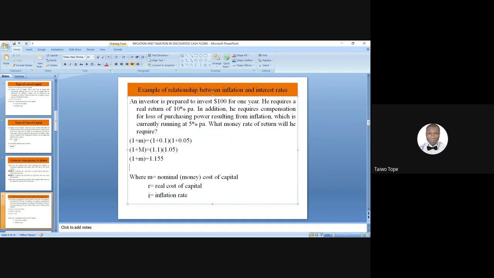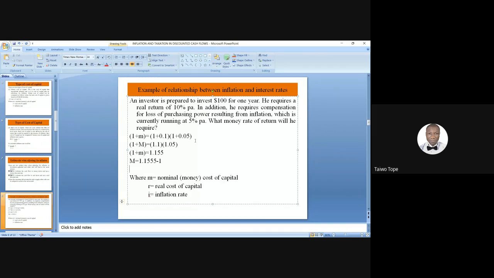Now, to determine the money cost of capital, the money rate of return, you have to make m the subject of the formula. So m will be equal to 1.155. When 1 crosses to the other side, it becomes minus 1. When you simplify further, m will be 1.155 minus 1. You should have a result in this order: 0.155.